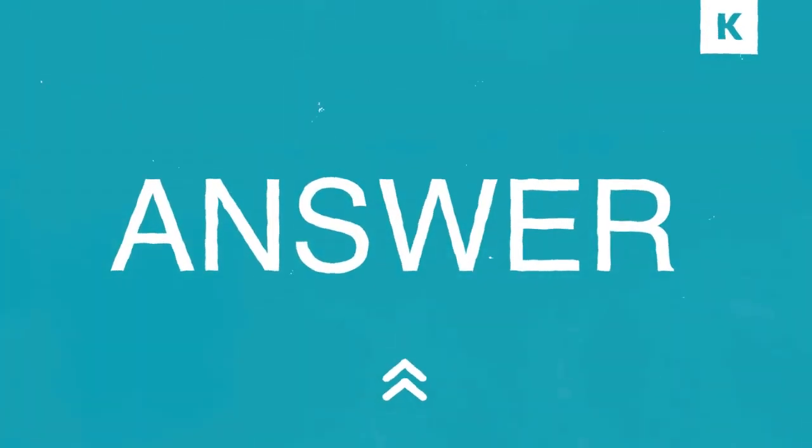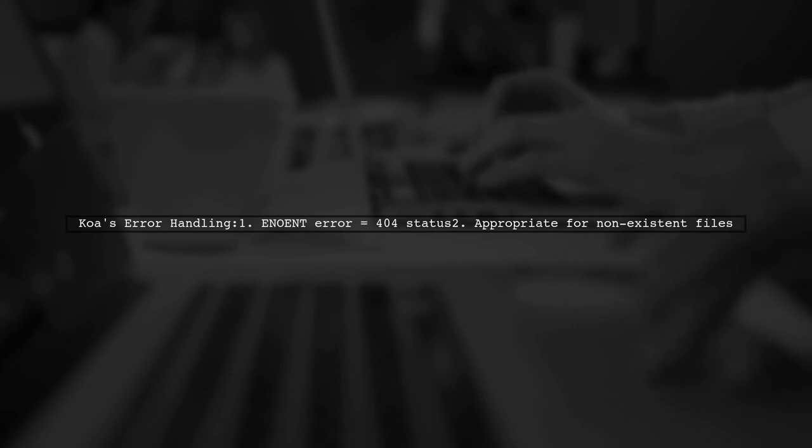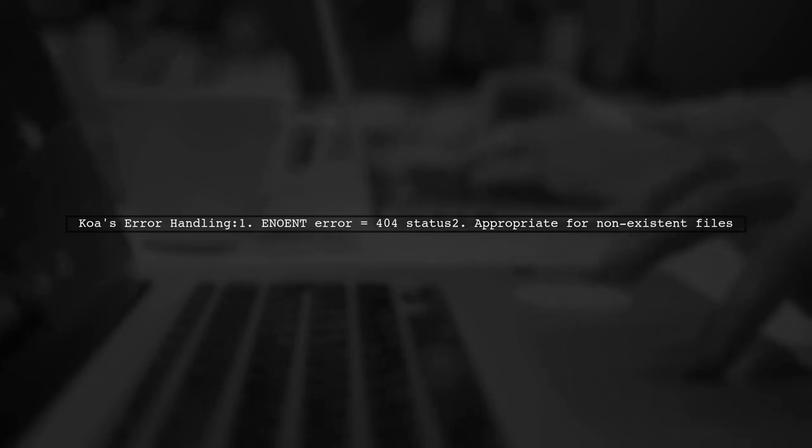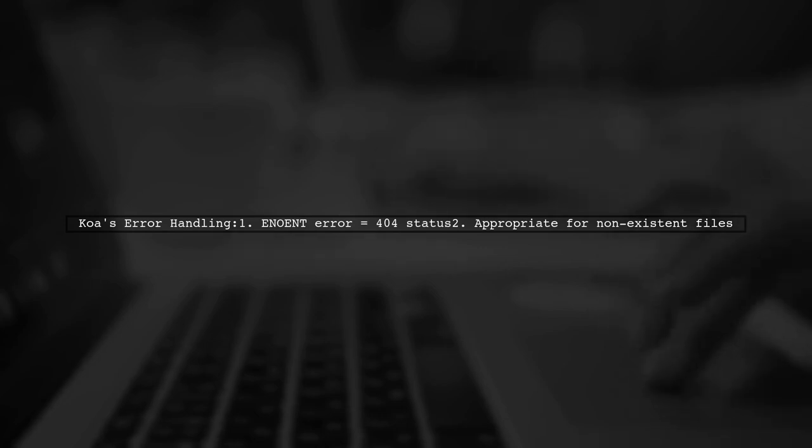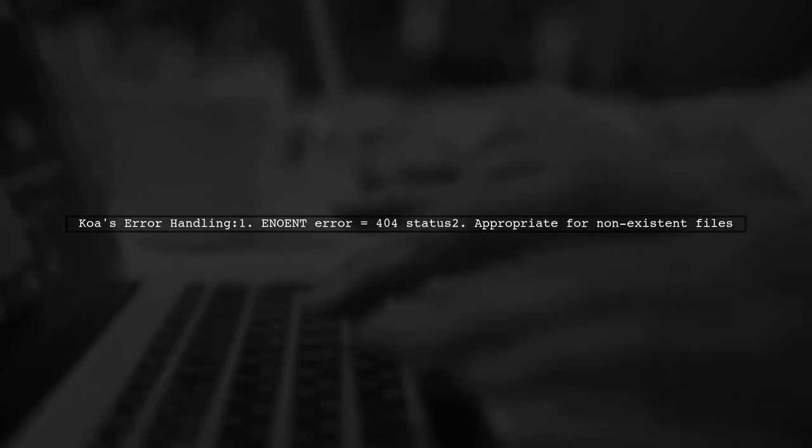Let's now look at a user-suggested answer. Koa has built-in handling for the ENOENT error, which indicates a file doesn't exist. When this error occurs, Koa automatically sets the status to 404, which is appropriate for missing files.